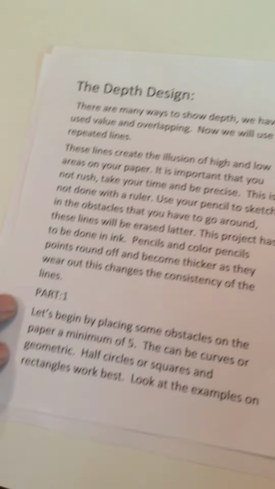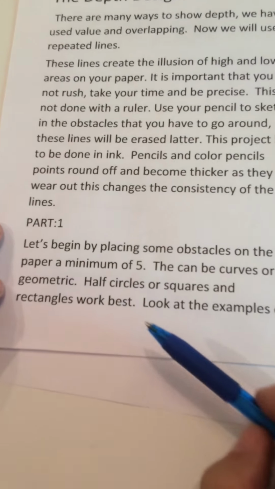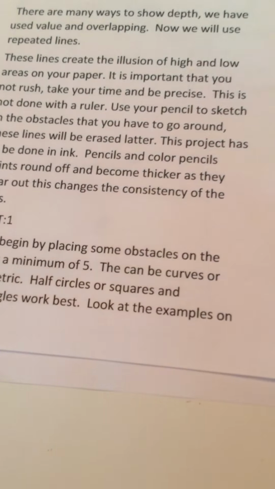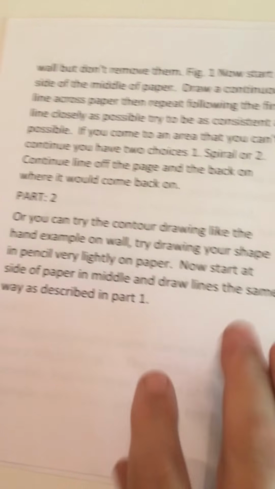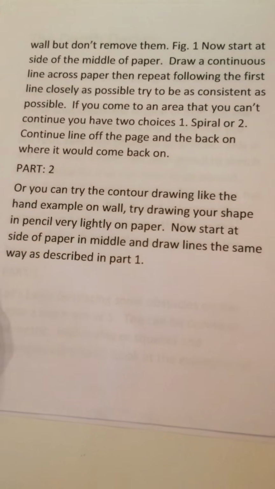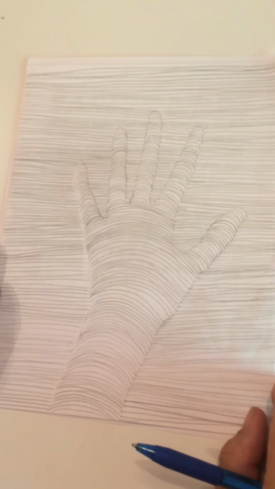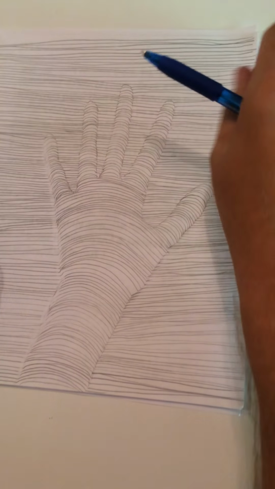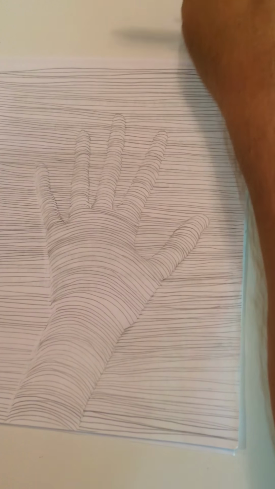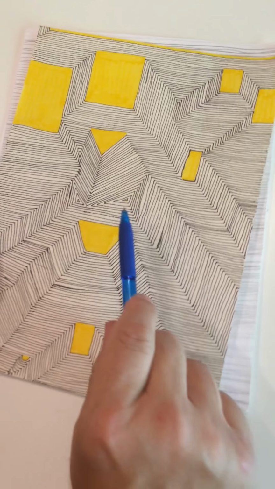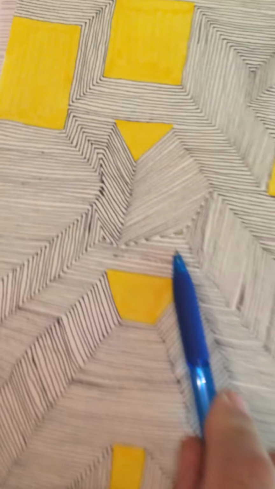In our directions, part 1, 5 obstacles. In part 2 is the contour. This is what the contour looks like again when it's finished. This area here is a spiral. This area here is a spiral. And they did individual lines.